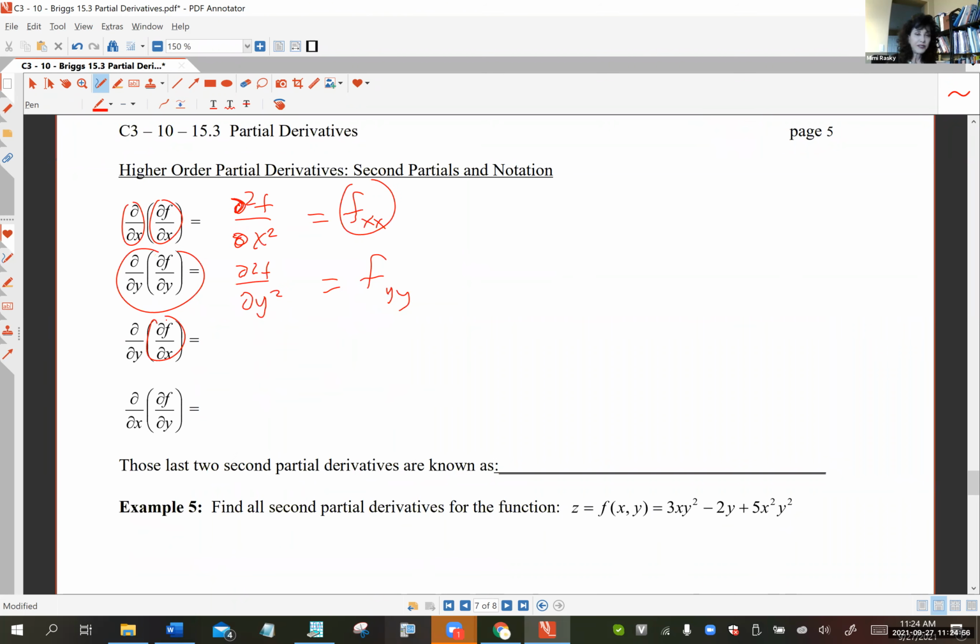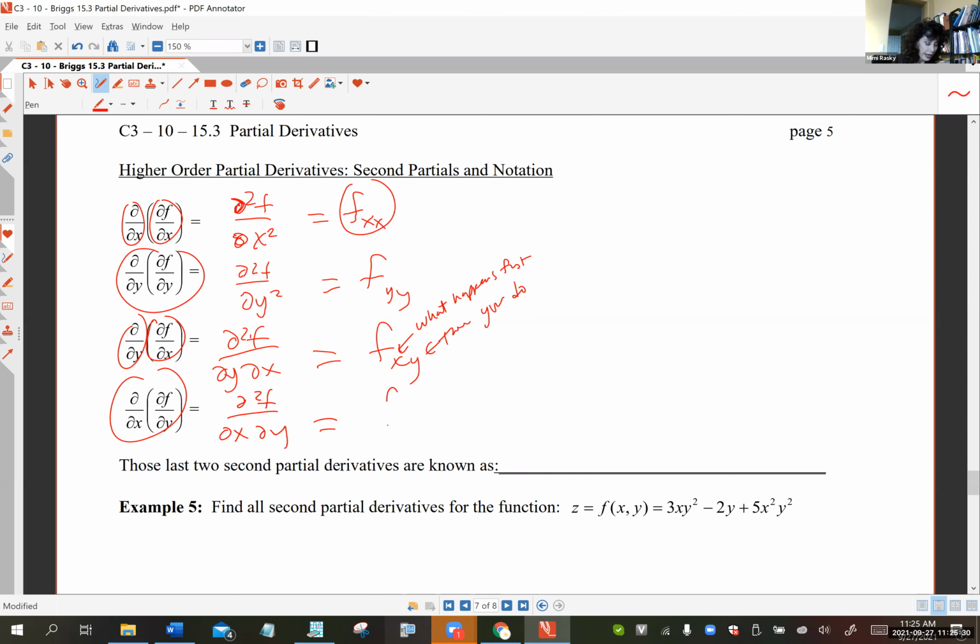What if you have df dx? So you did that first, that's your first partial. But somebody says, well, I want you to take the derivative of that with respect to y. That looks like d squared f over dy dx, or fxy. And so the first letter says what happens first. This is very important that you get the order. And then you do the second letter, okay?